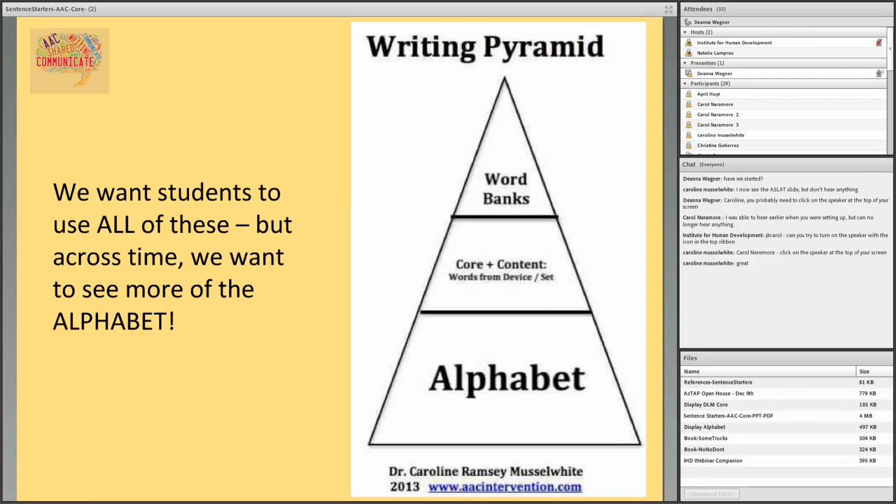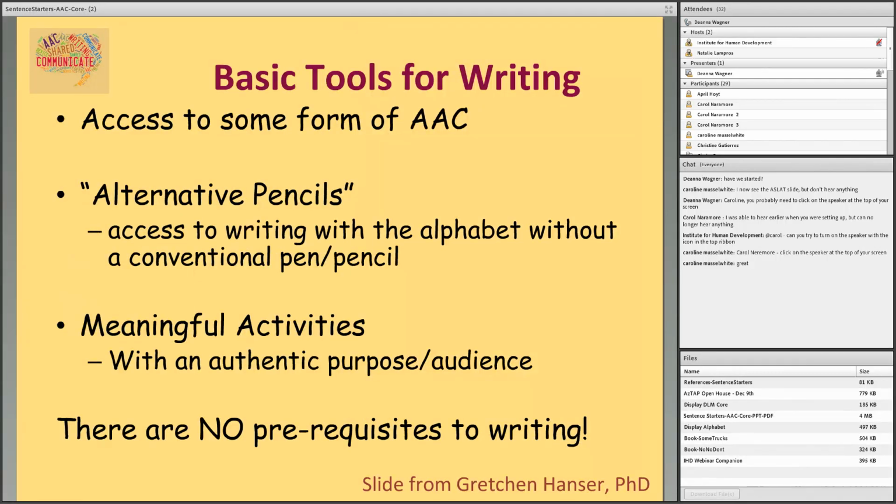We want to make sure that when we're doing writing activities with our students, that we include all the items in Caroline Musselwhite's writing pyramid. We want to help students access specific words, so we can use some word banks for that purpose. We want to use the words from their communication device, that are the core words, and we also want to make sure that we include access to the alphabet. So again, going back to Gretchen's first slide from earlier, we want students to have some form of AAC, some way to write with the alphabet, and meaningful activities.